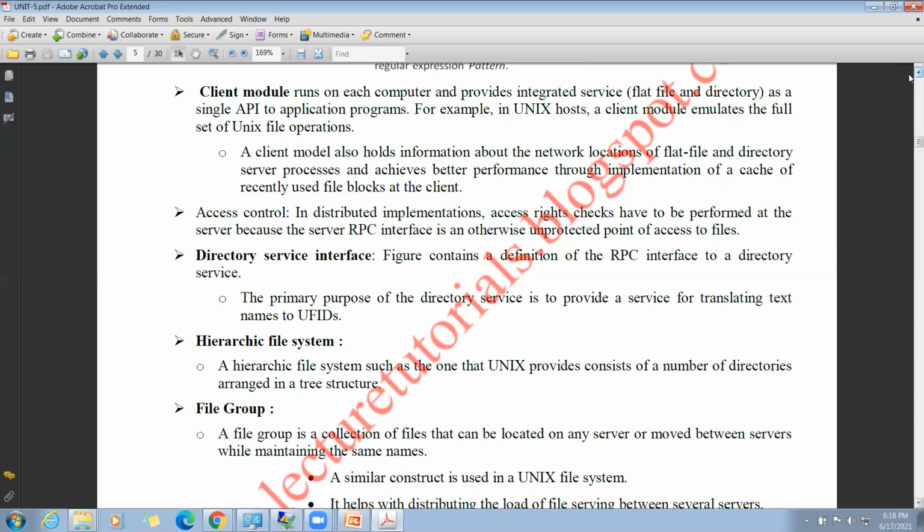Next, directory service interface. Okay, this we'll discuss in the next class.